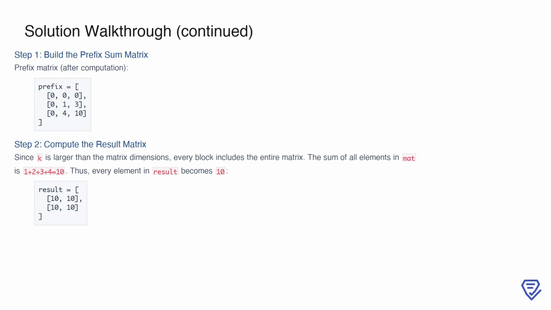Once the prefix matrix is computed, the block sum for every element is simply the sum of all elements in the input matrix, since all blocks encompass the entire matrix. This results in a uniform output matrix where each value is 10, the total sum of the input matrix. This edge case highlights how the method handles scenarios where the block size exceeds the matrix dimensions.